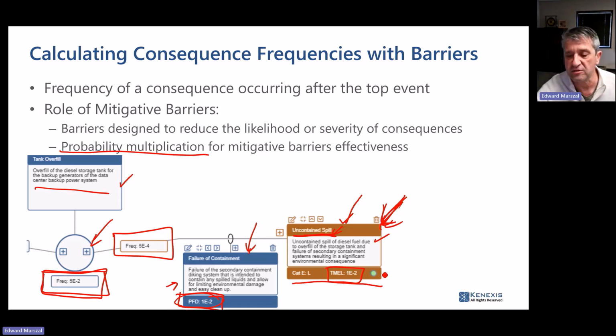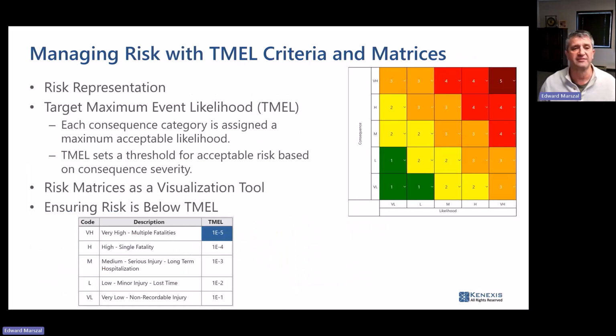Now, you'll notice the little green light here. Where did the green light come from? Well, when you see the green light, it means the risk of that outcome is tolerable, because the maximum is 1e minus 2. My estimated calculation was 5e minus 4. The estimation is less than the tolerable, so tolerable risk has been met. How do we do this? How do we know this?